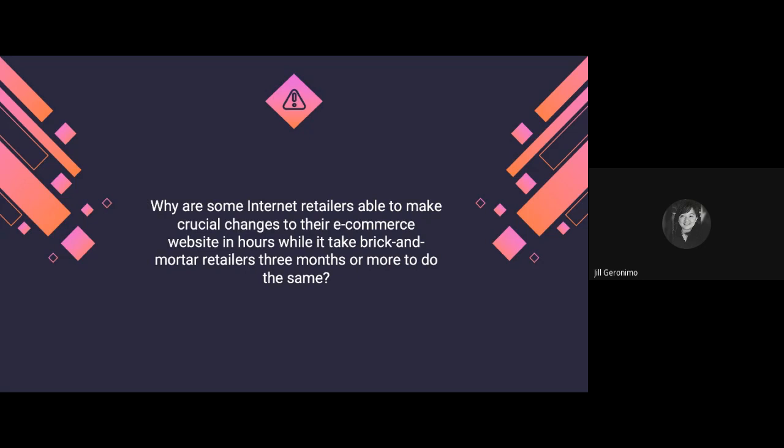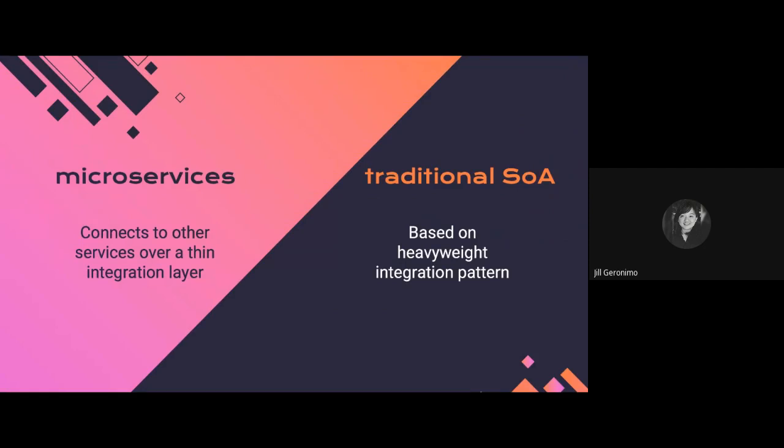Before we dive into the chapter, I'd like to introduce some of the core concepts mentioned in this case study. What's the difference between microservices and traditional service-oriented architecture? Technically, service-oriented architecture is built on a heavyweight integration pattern, often an enterprise service bus that includes business logic. While microservices connect to other services using a thin integration layer that contains no business logic.